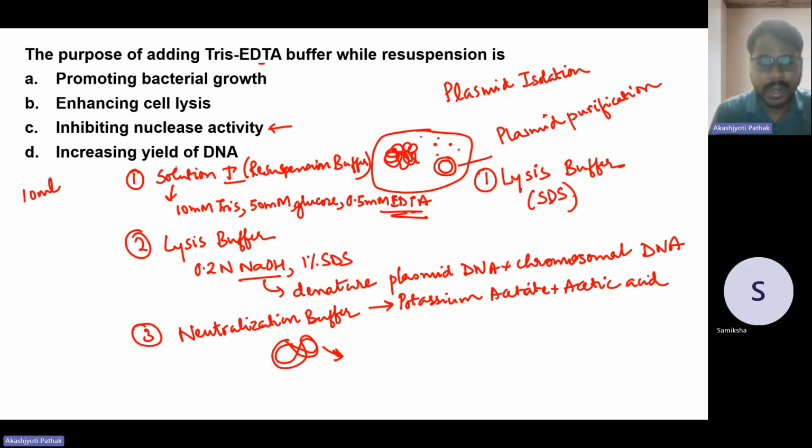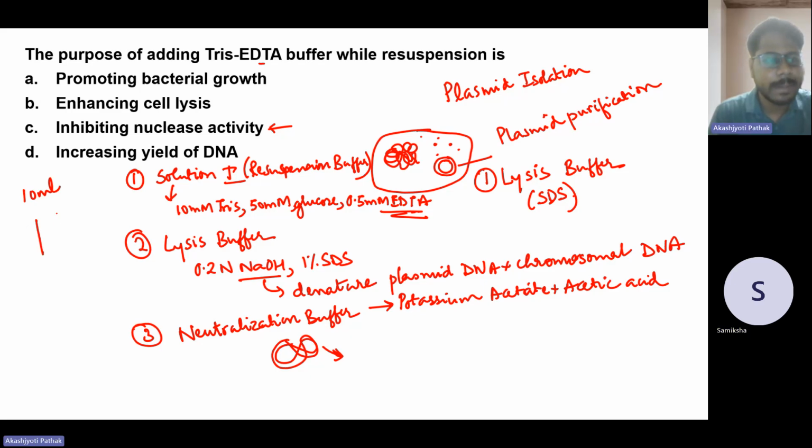Yes. Tell me, EDTA you are adding for enhancing the cell lysis. Yes, sir, because after solution one, in the solution two, the plasmid will get denatured. So why will the plasmid get denatured? Yes, after adding solution two.